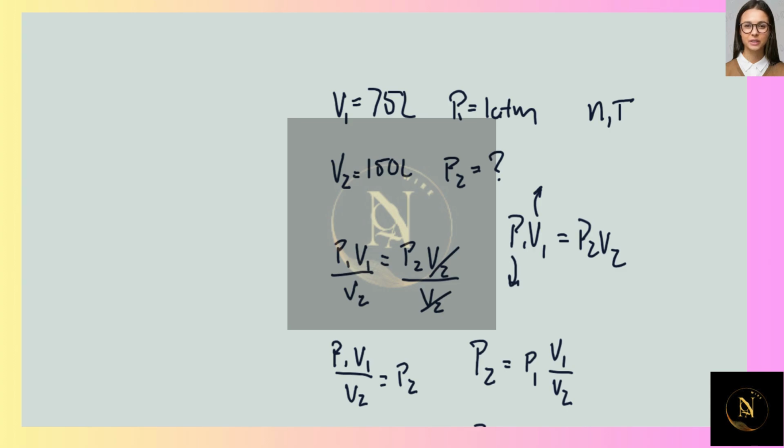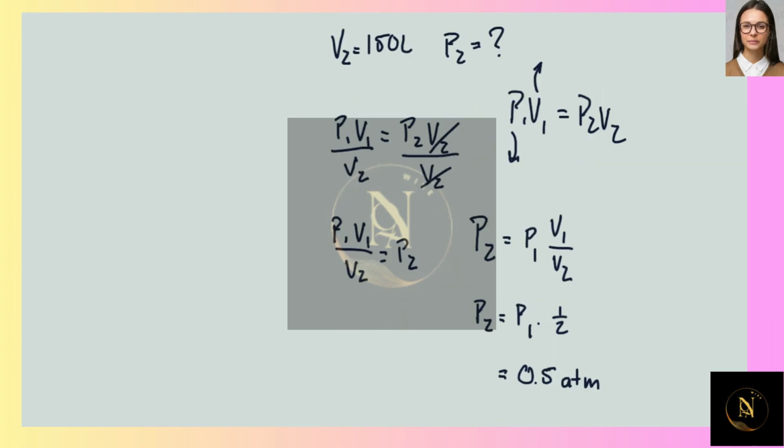Right? So we double the volume, we have to halve the pressure, otherwise the system doesn't really obey the laws of physics. So 1/2 atmosphere.